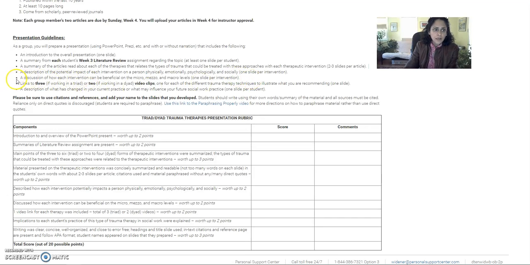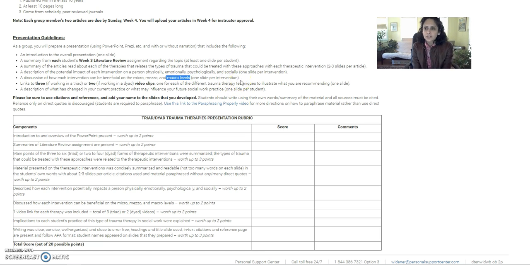So, and then you would be doing a discussion on how each intervention is beneficial on micro, meso, and macro levels. Again, you're no strangers to this because you've been doing the discussion write-ups through these lenses. But I just wanted to talk a little bit about the macro level.